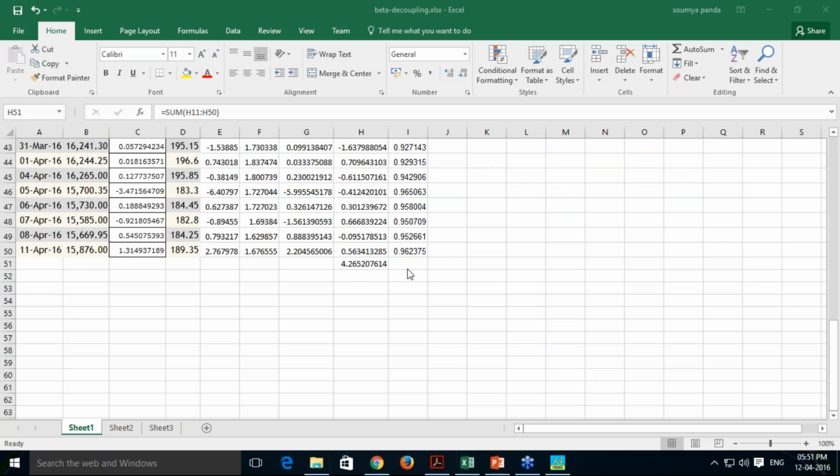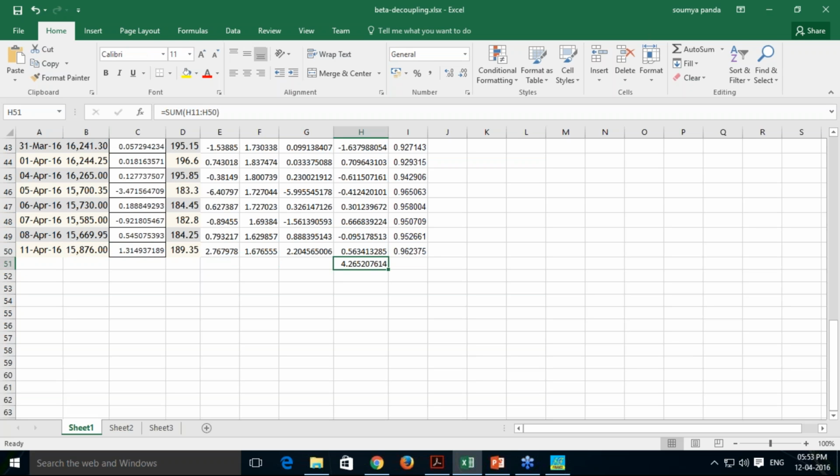Can anyone suggest what I can do in this particular space? I got a positive 4.26. What should I buy, what should I sell? It should be dependent. So the higher volatility future will be independent and the lower volatility future will be dependent when both instruments are stock futures. When you club it with an index, the index will always be independent. This is the rule of this particular beta decoupling method.